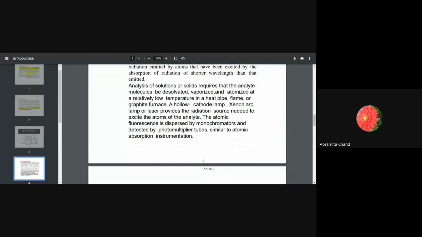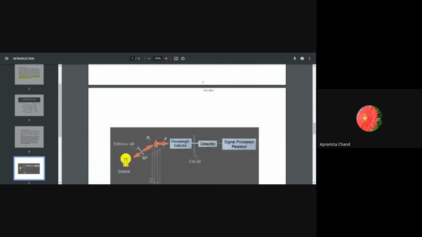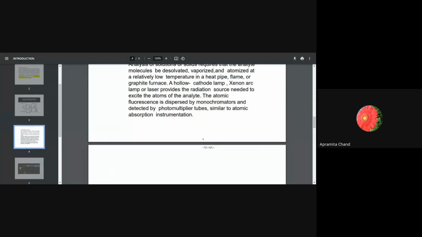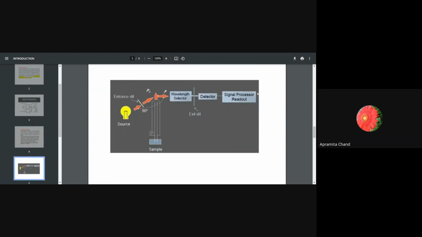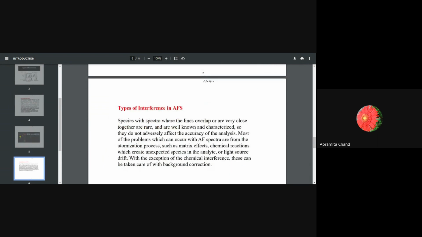Here again, you need a hollow cathode lamp, monochromators, photomultipliers. We are not going into the instrumentation because it is similar to that of AAS. So if you learn about the AAS, you can just draw the schematic diagram of AFS. In one study material, you can find everything. You will be able to do it.